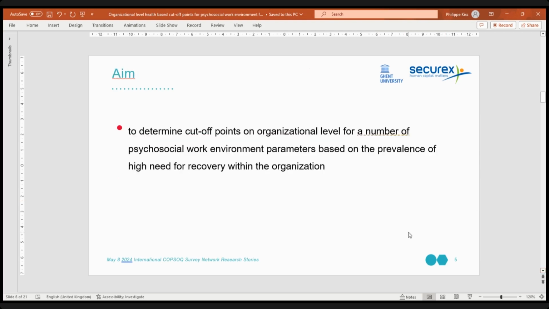So the aim of this study was to determine cutoff points on organizational level based on the prevalence of high need for recovery within the organization. And of course, we did that since we are talking about a mental, psychological endpoint, we are talking about psychosocial work environment.